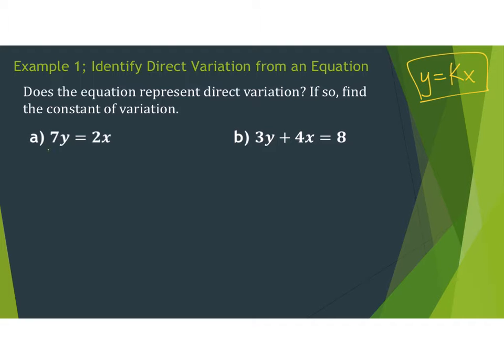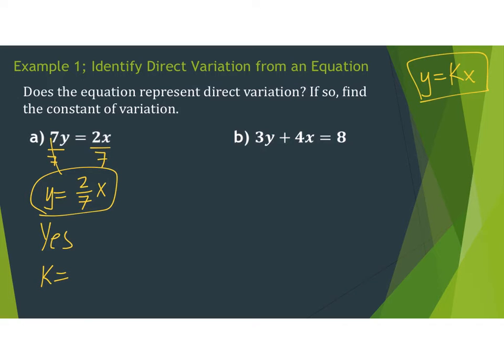So to solve this first one for y, we're going to divide by 7. And we have y equals 2 over 7 times x. So yes, that is direct variation. And there is a constant, k, of 2 over 7.